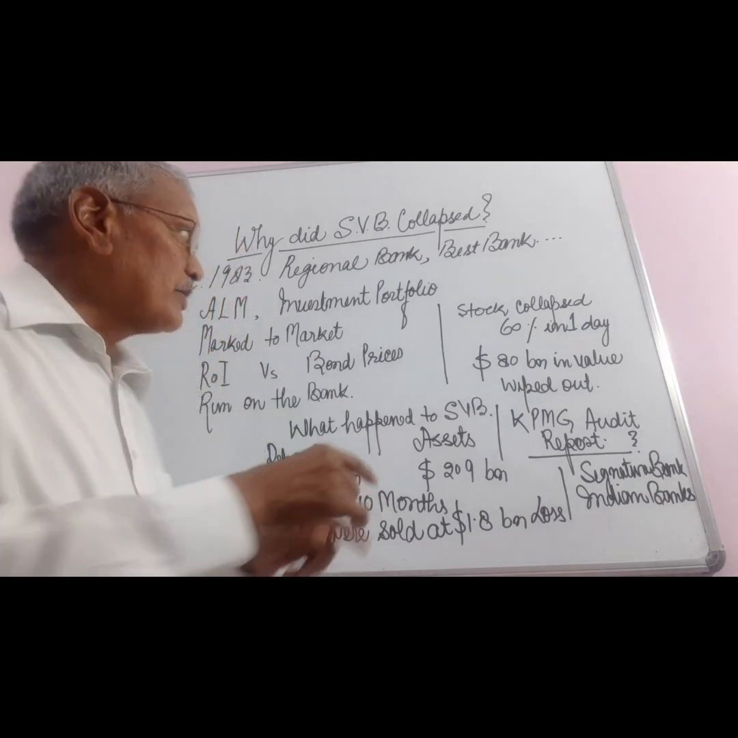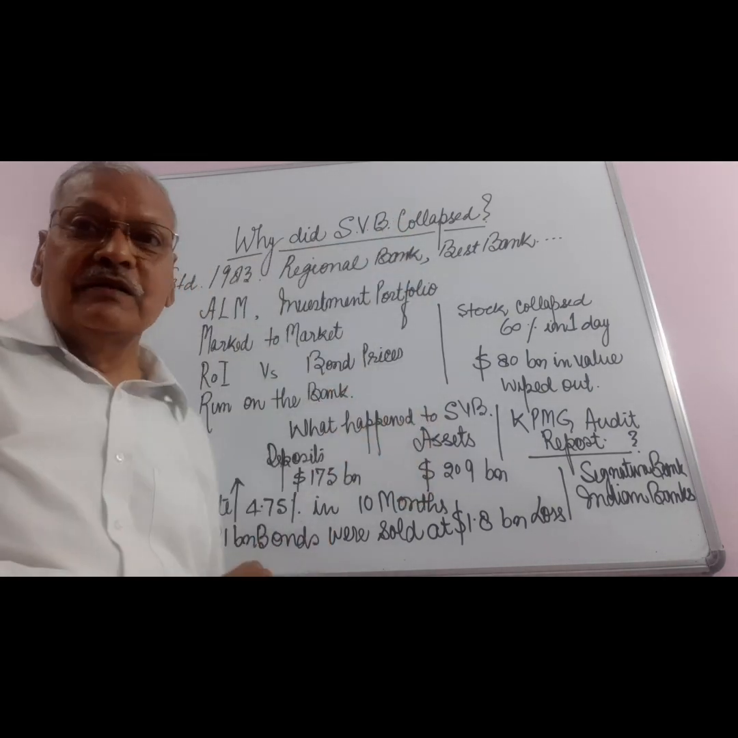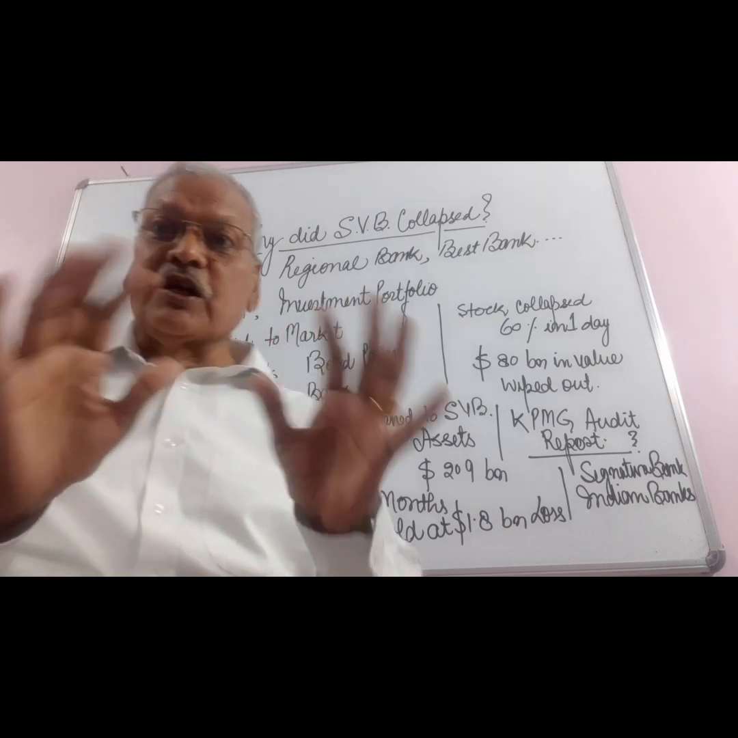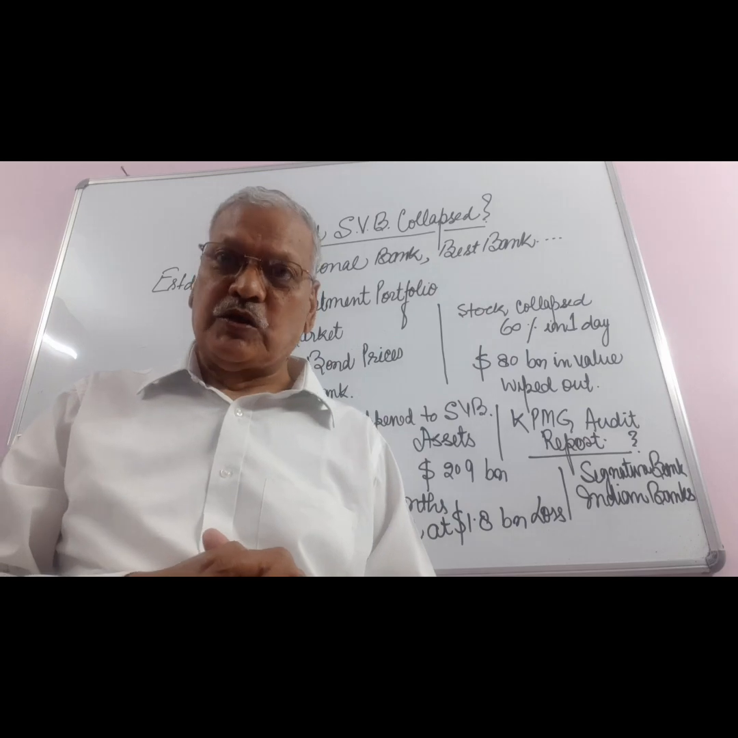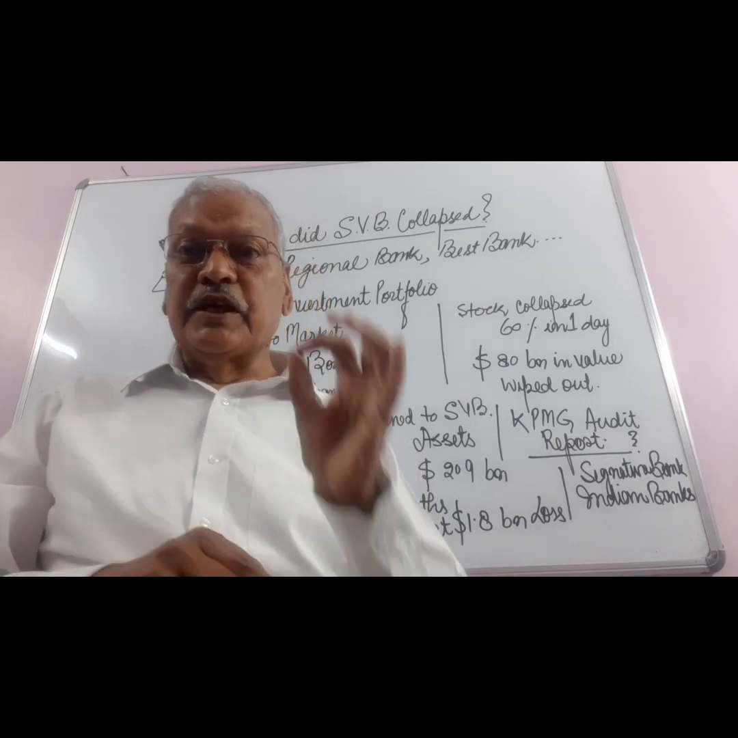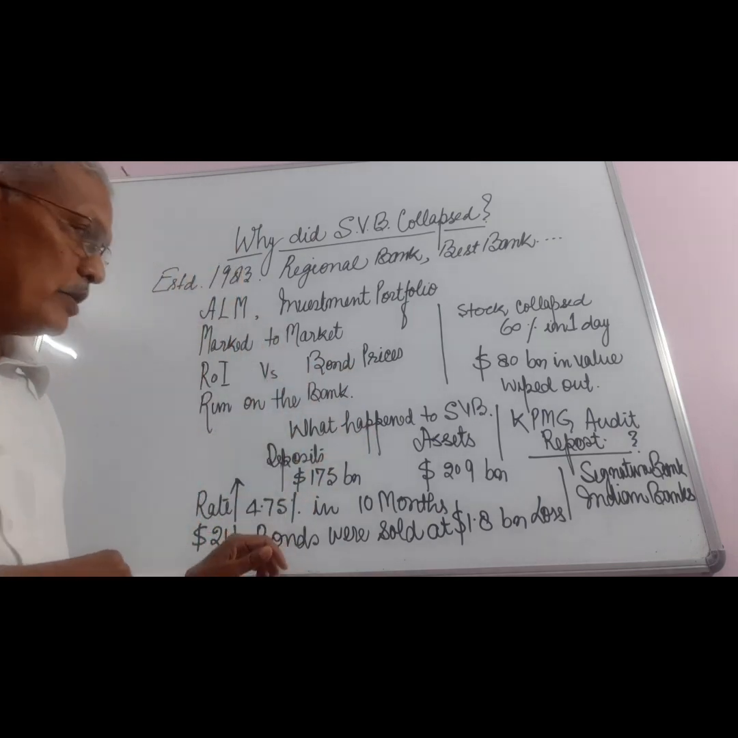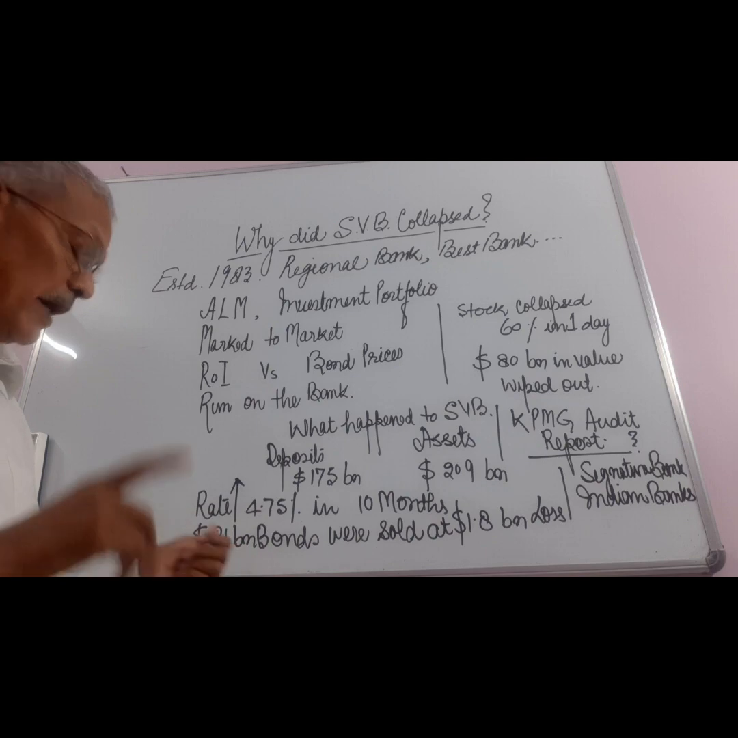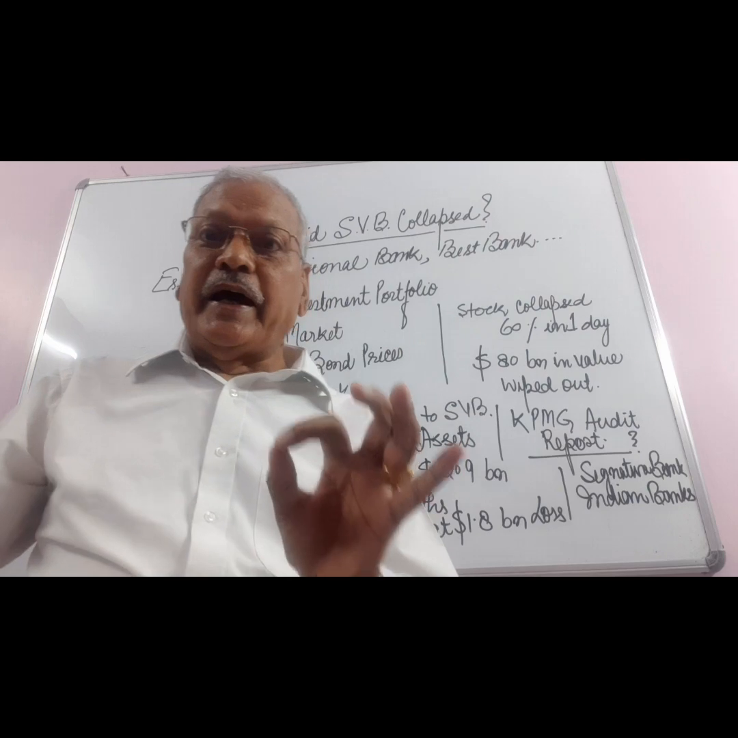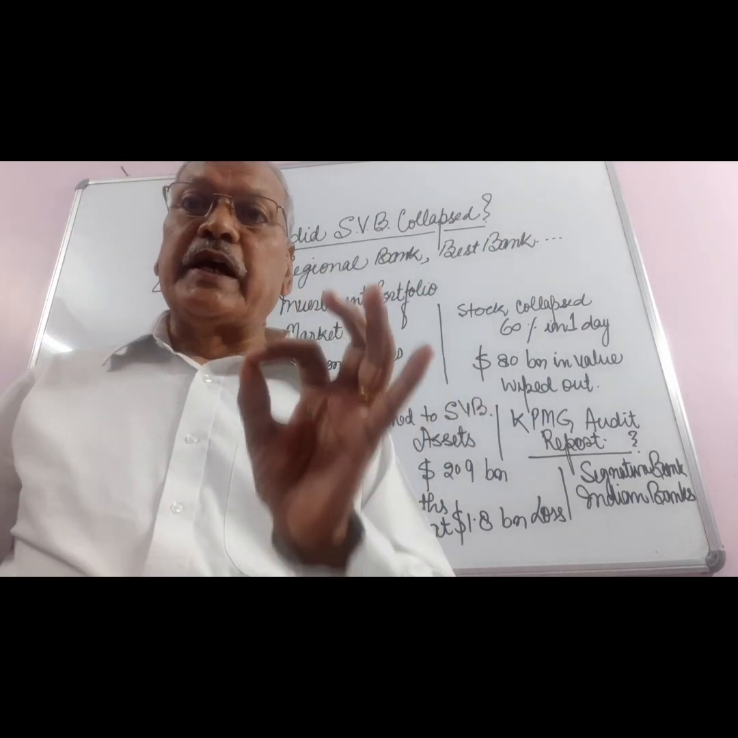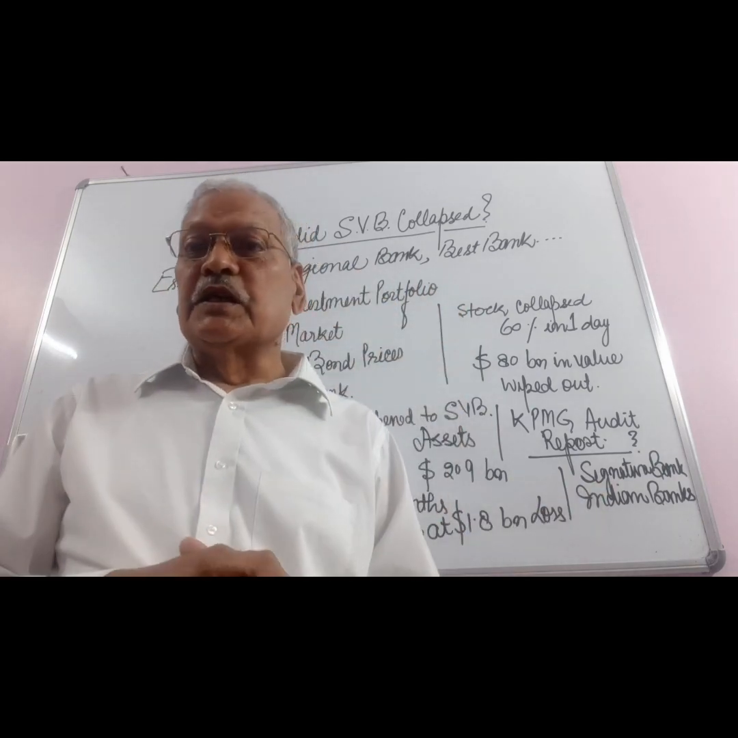What is the impact on their investment portfolio? Rates will go up, bond prices will come down. So immediately their bond prices fell too much, and in a single day they sold bonds worth 21 billion dollars at a loss of 1.8 billion dollars, in order to meet the demand of the depositors.